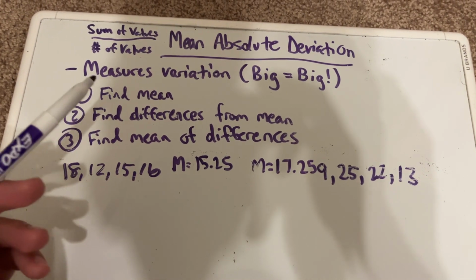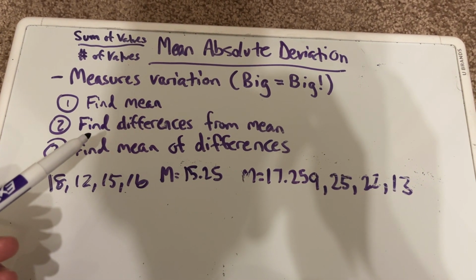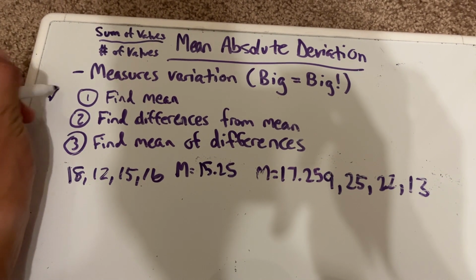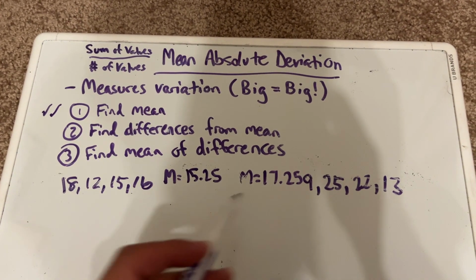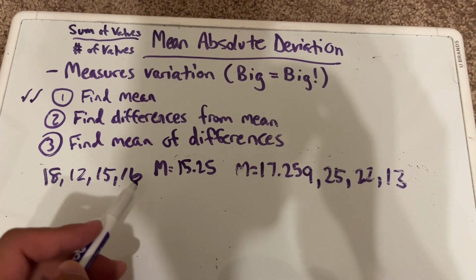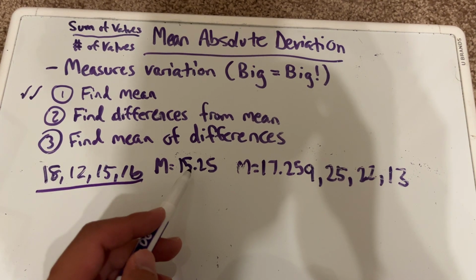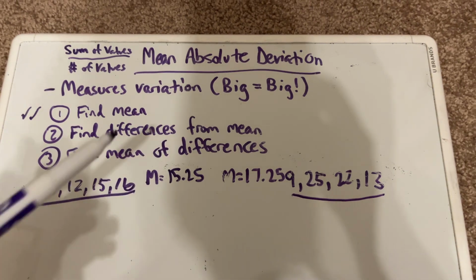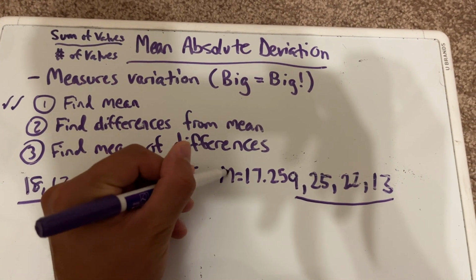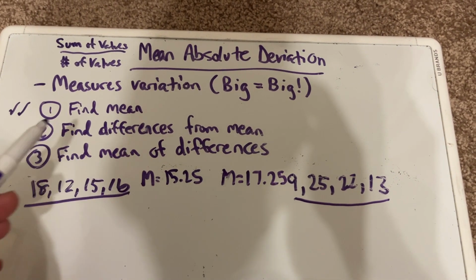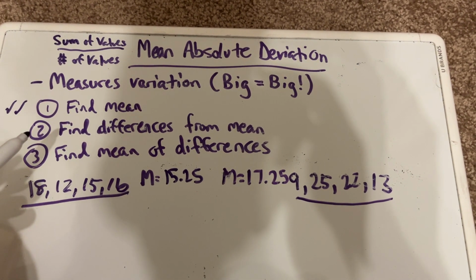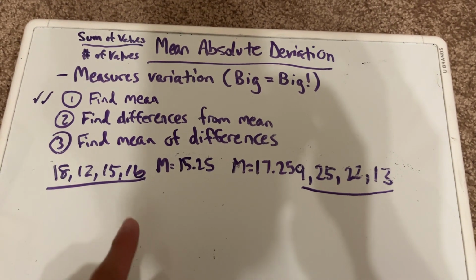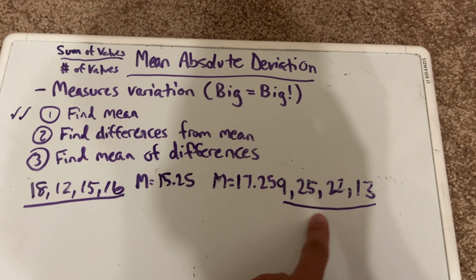What we need to do is find the mean, find the differences from the mean, and find the mean of those differences. I took a shortcut and completed step 1 already by finding the mean of both of these data sets. Mean for this set of 4 is 15.25, and the mean of these 4 values is 17.25. Just because one of these has a larger mean does not mean that it has more variation. Does not mean anything yet. All it is, is that the numbers were just bigger. But variation just says how much space is in between these values.